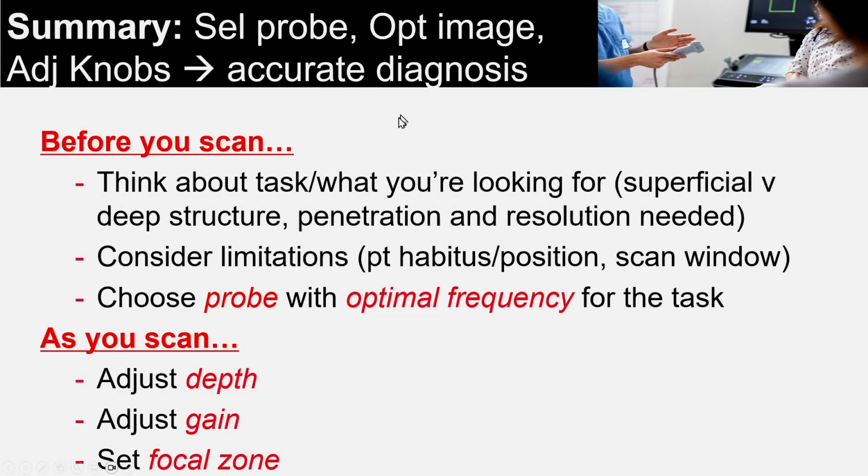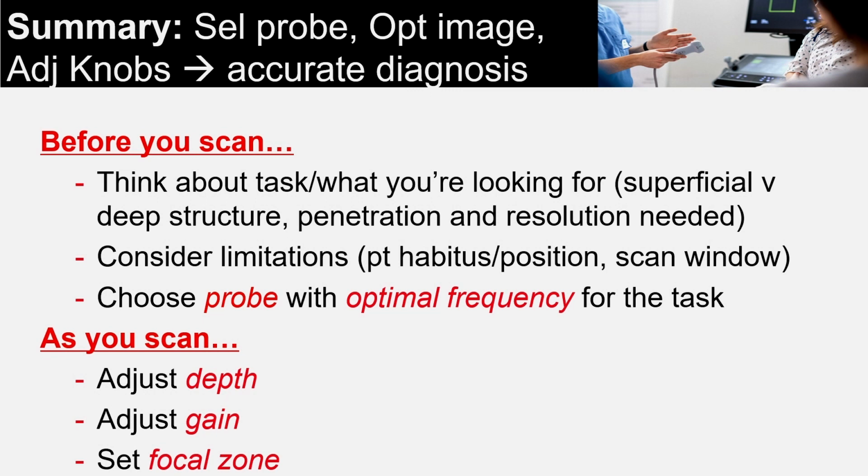Before you scan, I want you to think about what you're scanning for. Think about the task at hand. Are you looking for a superficial or a deep structure in the body? Are you looking for better penetration or broader bandwidth? Are you looking for higher resolution? And based on that, you then consider the limitations of that patient, the patient's habitus, the position, the access to a scan window, whether they're a very large patient and have a small intercostal space or they have bandaging from recent surgery. So consider those.